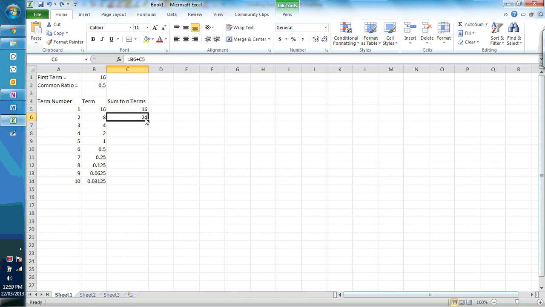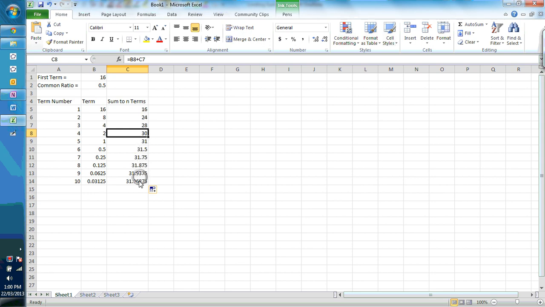So this number here, this 24, is gotten by taking 8 plus 16. If I found the next one, it would do 4 plus 24 to give me 28, and so on. If I keep calculating that, the 16 represents just 16, 24 represents 16 plus 8, the 28 representing all of these ones added together, and so on. So sum to 1, 2, 3, 4, 5, and so on terms.